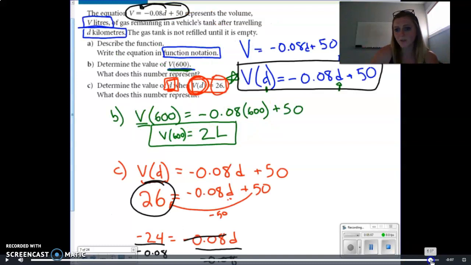So there are 2 types of questions, and then he just kind of talks at the end of the video. There's 2 types of solving equations, 2 types of questions that you'll be asked in 5.2. One of them is where you put the number in for D, and the other one is where you put the number in for V of D, replace it, and you're solving for distance. Okay, so now you can do the 5.2 assignment.